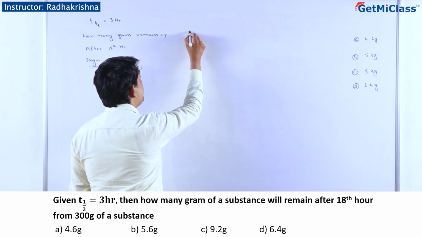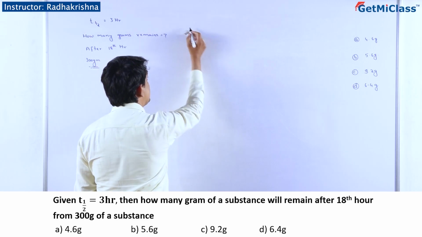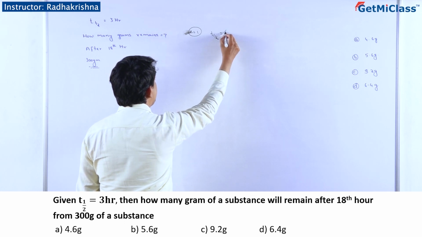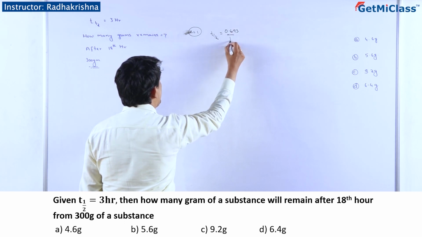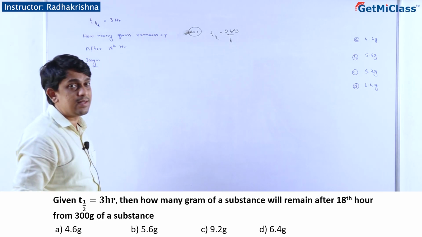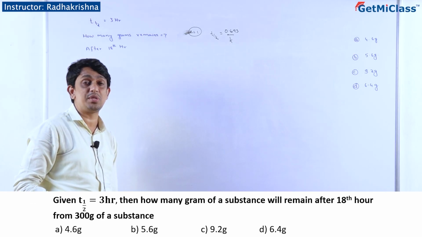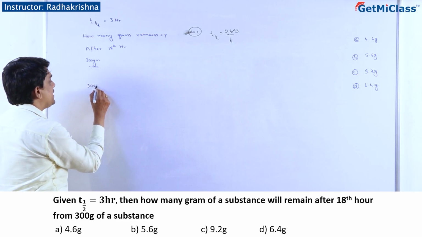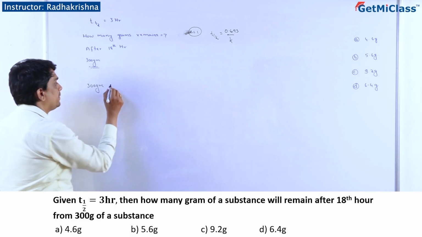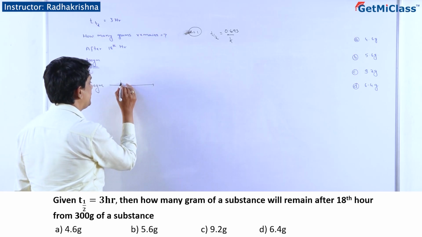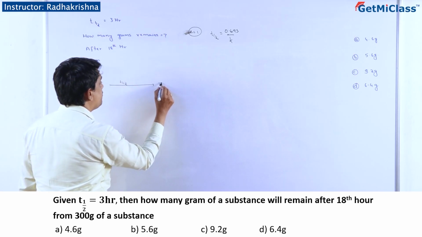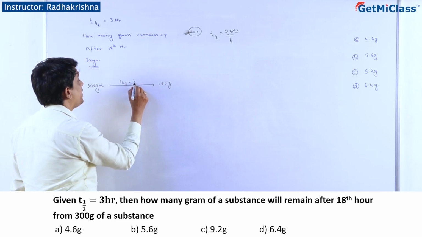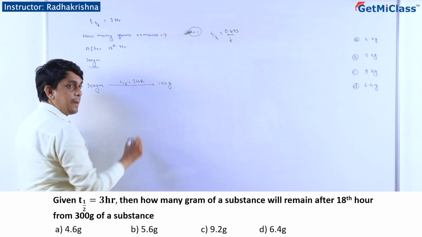It's first order kinetics. And I know that in first order kinetics, T half is independent of reactant concentration present at the initial point. Now 300 gram initially the substance you have, after one half-life it will become 150 grams. I know half-life is 3 hours.